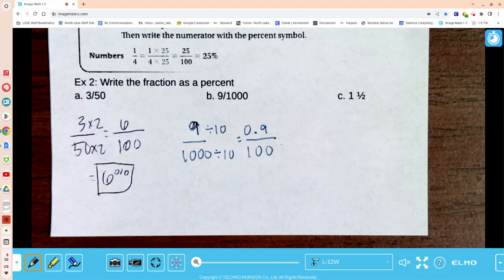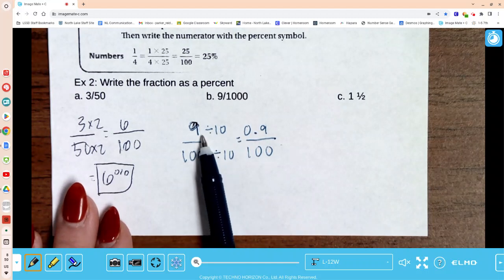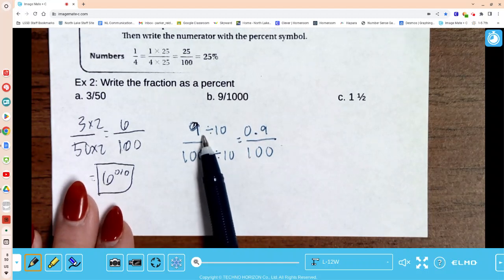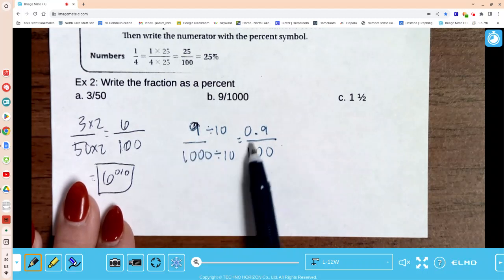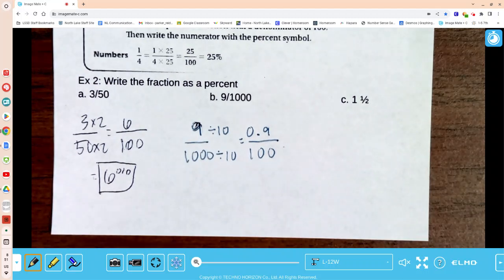Remember, every time you divide a number by 10, its decimal moves one place to the left. So in a whole number like 9, the decimal, even though we can't see it, would be on the right-hand side. So if I divide it by 10, I simply move it one space over, and it ends up on the left, 0.9. If I was dividing it by 100, that would be 2 tens, right? 10 to the second power, so I would move it 2 times over.